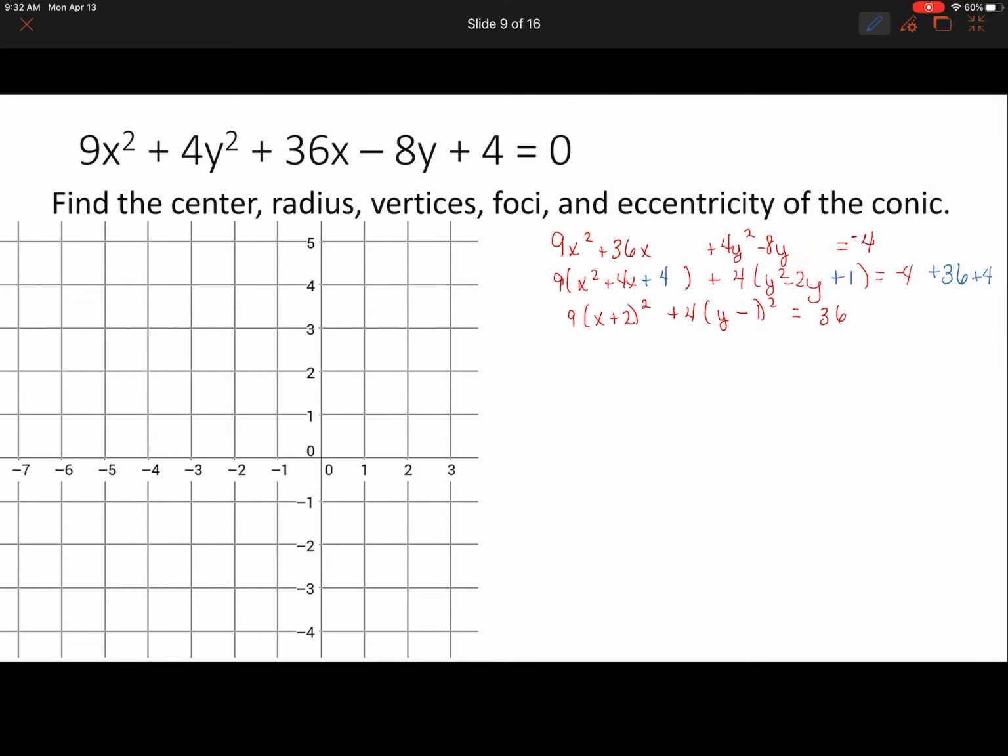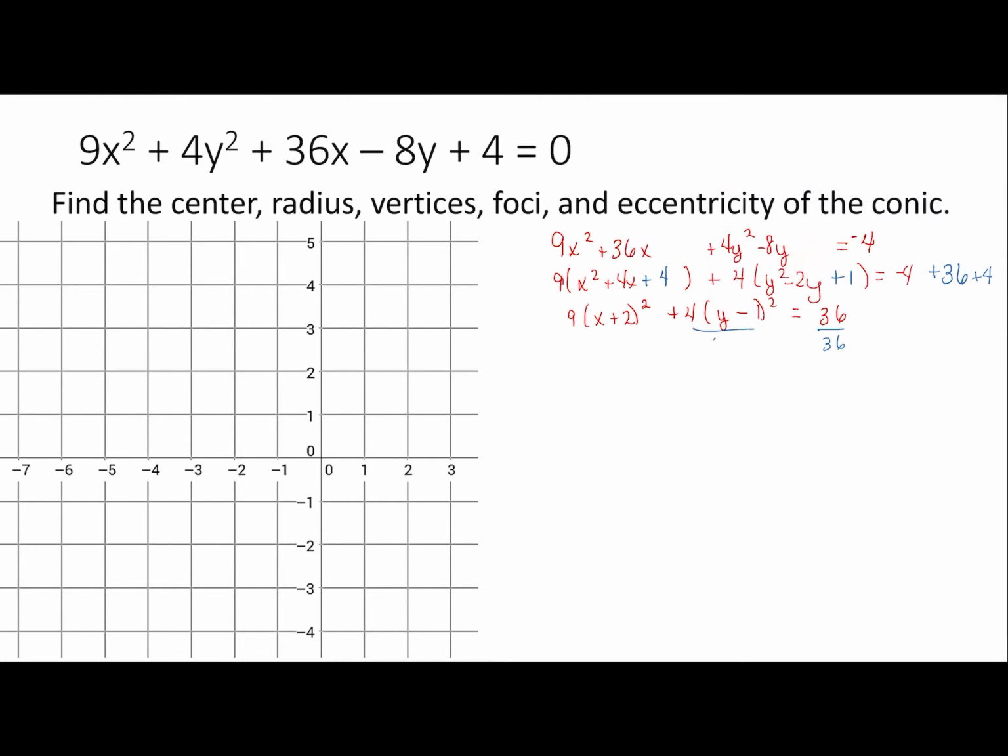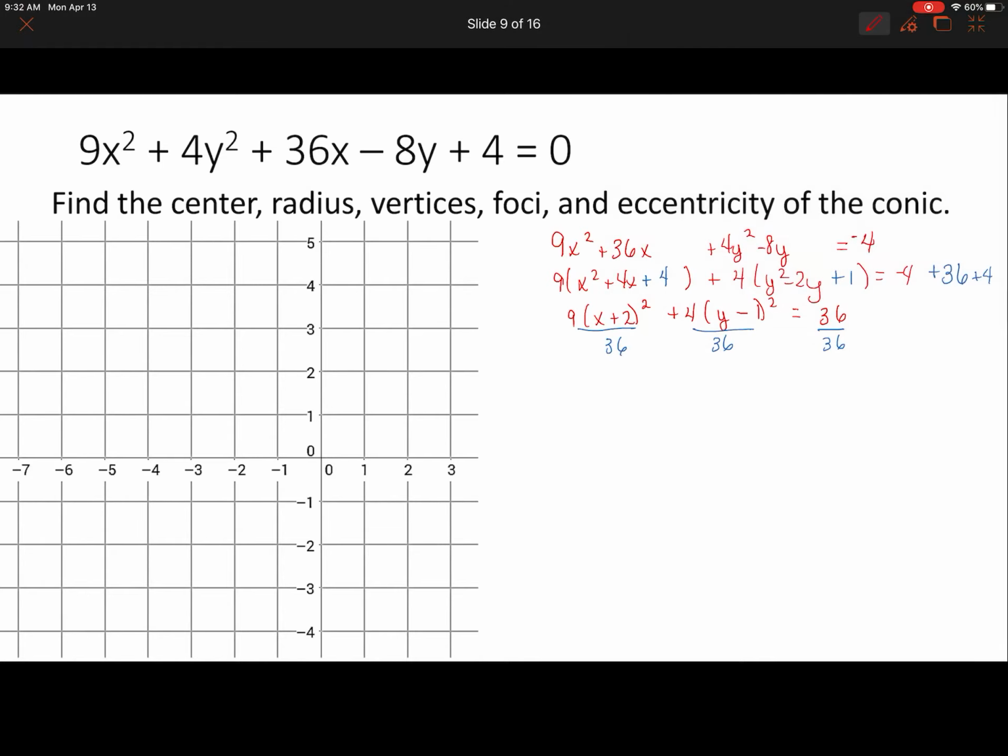To finally get this into the correct form, we're going to divide everybody by the constant. And our conic in standard form is x plus 2 squared over 4, since 9 over 36 simplifies to 1 over 4, plus y minus 1 squared over 9, since 4 over 36 simplifies to 1 over 9, is equal to 1. This time, my a is beneath the y, so this will be a vertical ellipse. And my b squared is beneath my x. So my center (h, k) is -2, 1.